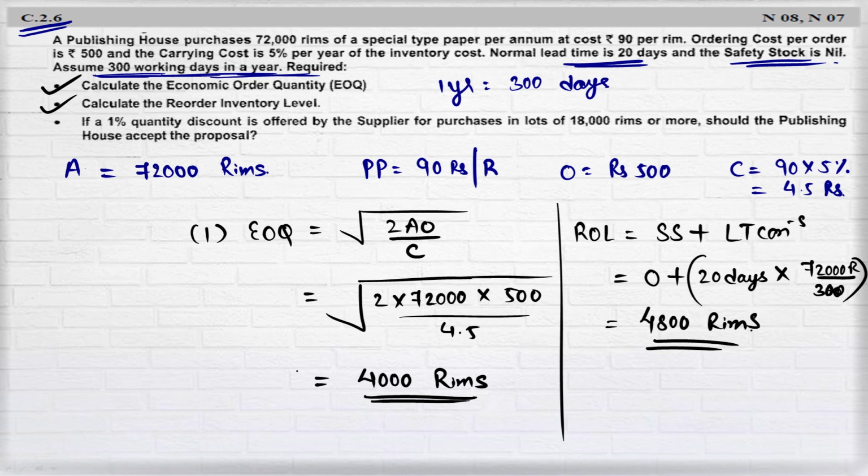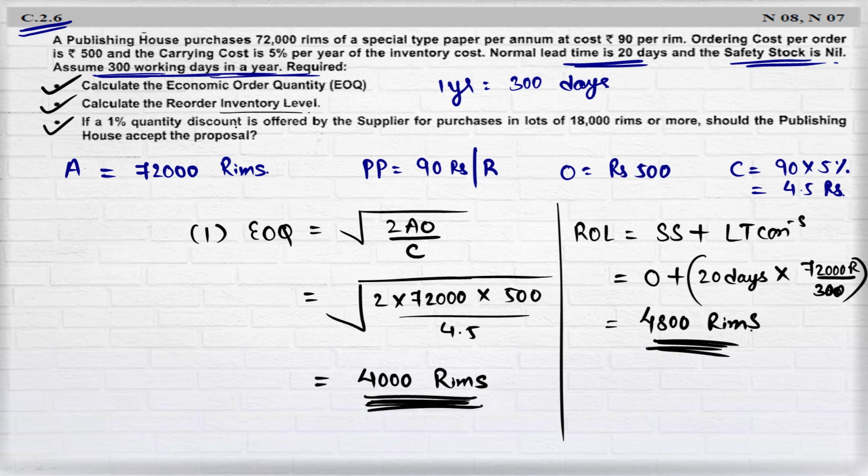Whenever you find out the answer, always think about this logical idea. At 4,800 rims lying in your godown, you will again reorder. And how much quantity you will reorder? 4,000 rims. Calculate reordering inventory level. Alright, this is new.